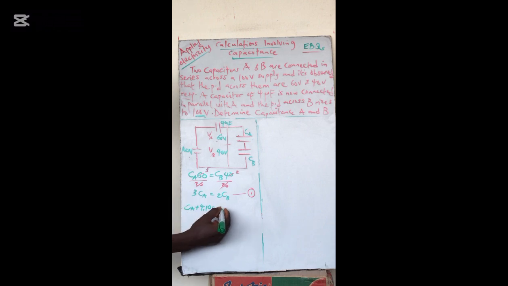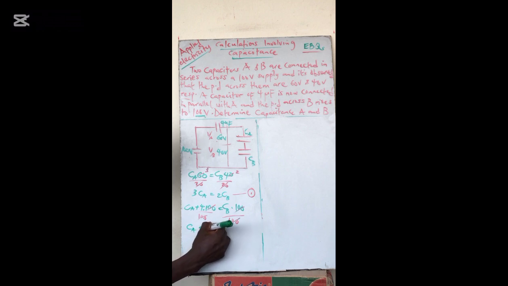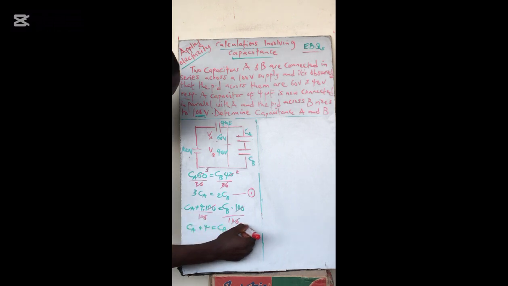So CA plus 4 multiplied by 100 equals what's our CB? Our CB multiplied by 100, the second voltage, the new voltage. Here we can divide both sides by 100, so the 100 cancels the 100. Then we are going to be having CA plus 4 equals CB. Let's call this equation 2.